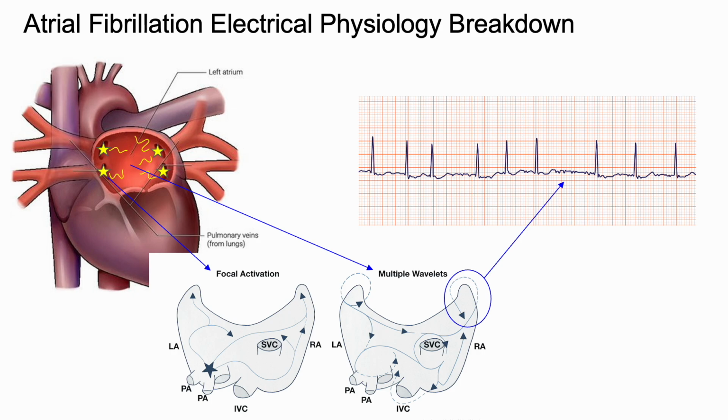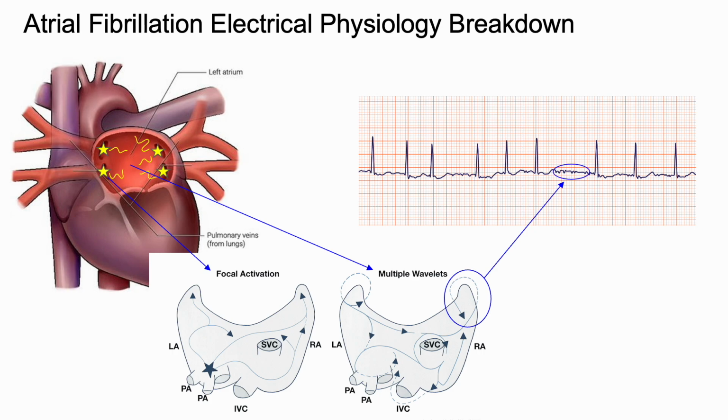This will lead to chaotic and irregular contraction or fibrillation of the atria, which can be captured on an EKG as these so-called fibrillatory waves. These disorganized impulses only intermittently sneak through to the ventricles through the AV node, hence leading to our variable RR intervals that we see in AFib.